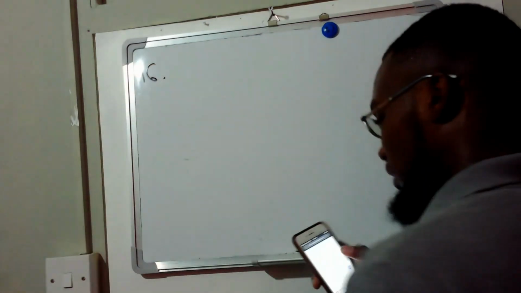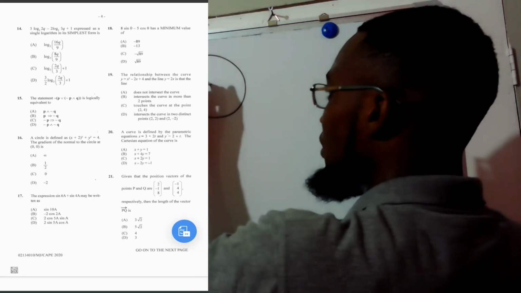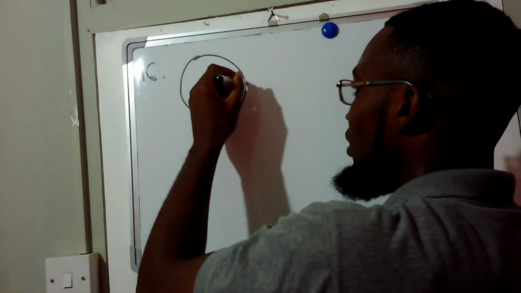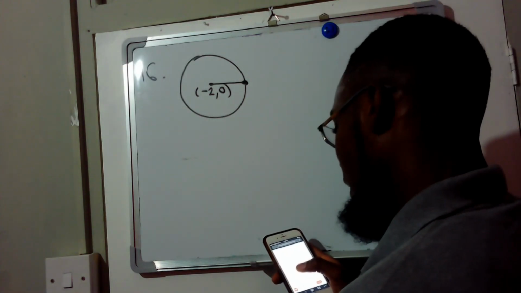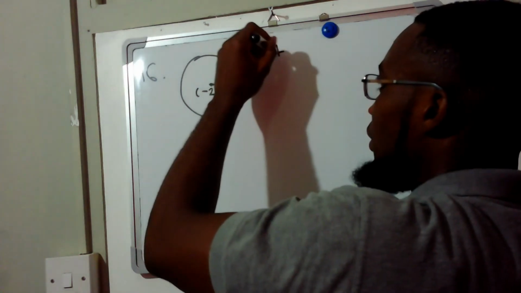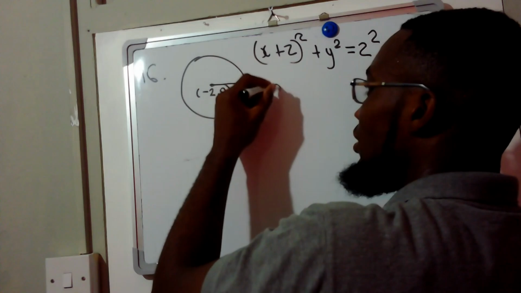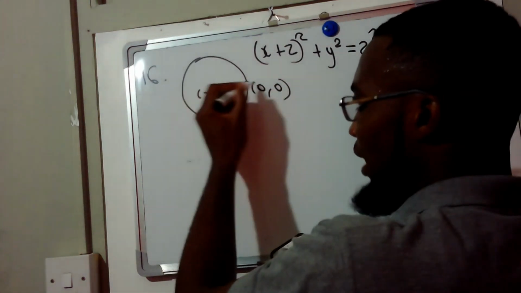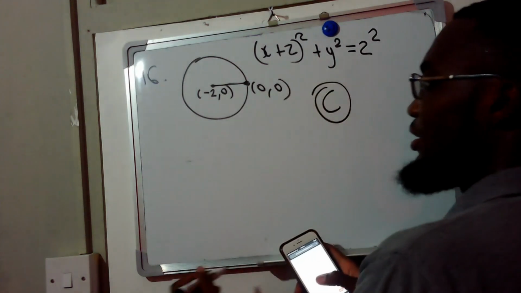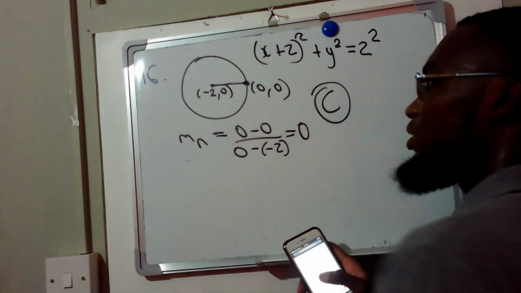Alright, number 16 says the gradient of the normal at 0, 0. They give us a circle, and the circle has center negative 2, 0 and it has a radius of 2, because x plus 2 squared plus y squared equals 2 squared. So this is the point 0, 0. And then they want the gradient of the normal. The gradient of the normal is this horizontal line, a horizontal line with gradient being 0. So that is C. The gradient is 0. The gradient of the normal is y2 minus y1 over x2 minus x1. That's 0. Number 16.